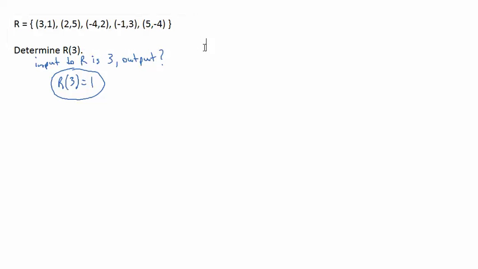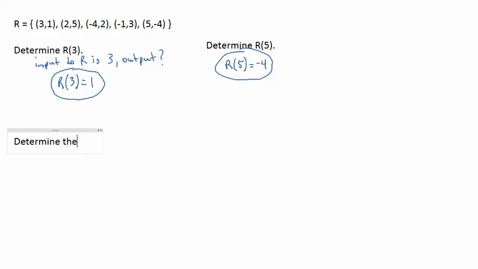Let's do another one. Determine R of 5. R of 5, I scan through and I find an input of 5, which is here, and the output is -4. So R of 5 equals -4. Okay, let's do one more. Determine the x values for which R of x equals 5.